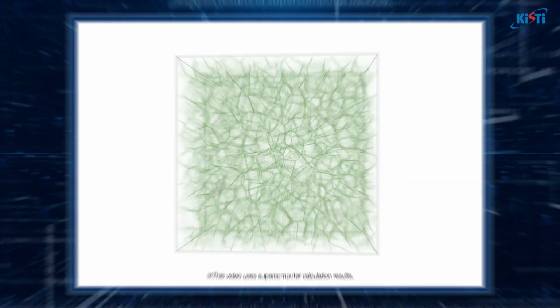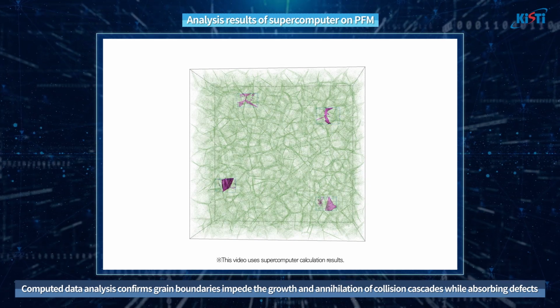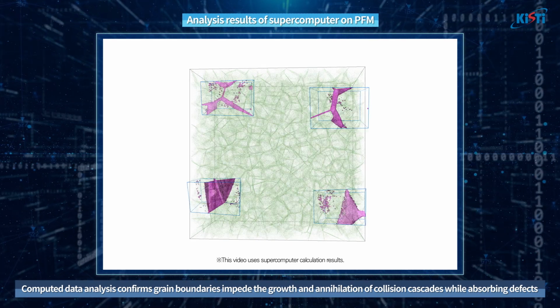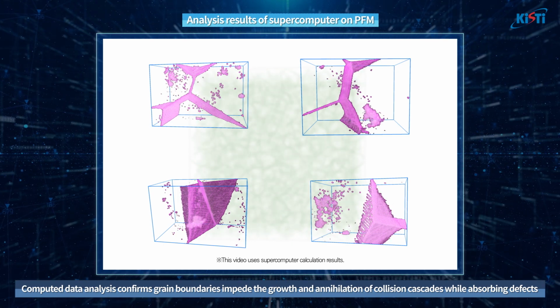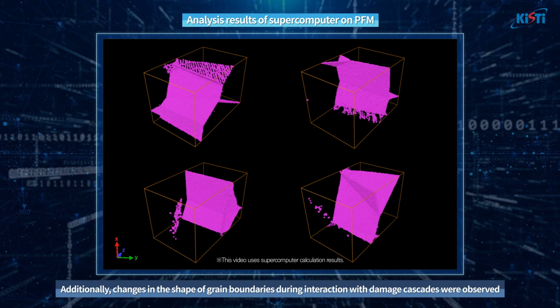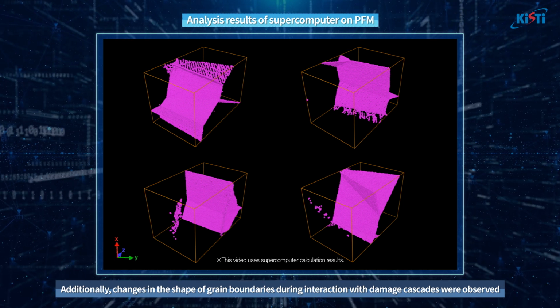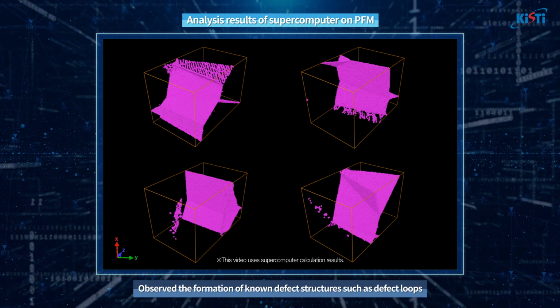Based on this, they employed acceleration techniques that simulate multiple collision cascades simultaneously to examine how defects are formed. This analysis confirmed that grain boundaries impede the growth and progression of collision cascades, while also absorbing defects caused by the collisions. In addition, the team observed changes in the shape of the grain boundaries and the formation of known defect structures, such as defect loops, during the quenching process of damage cascades.